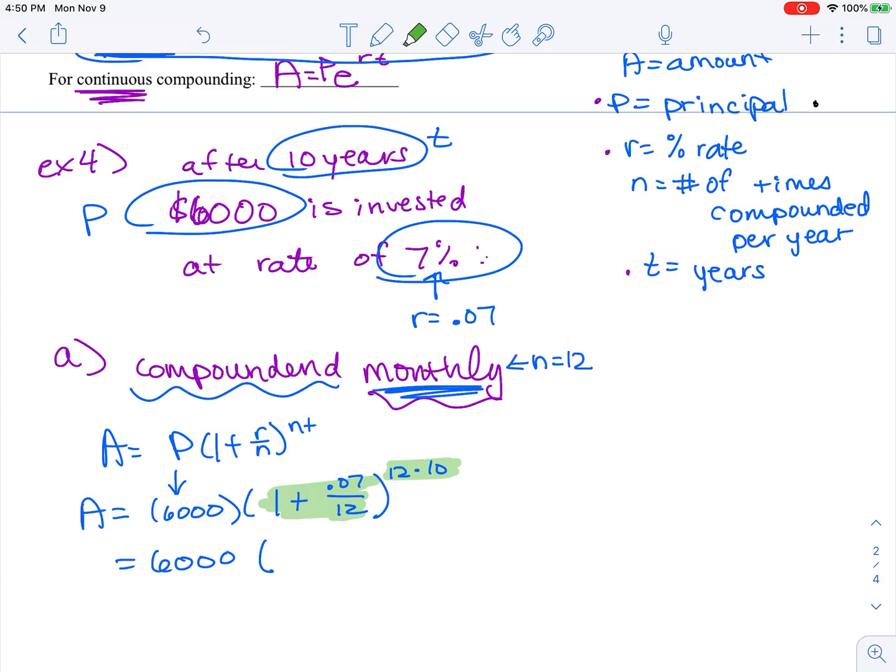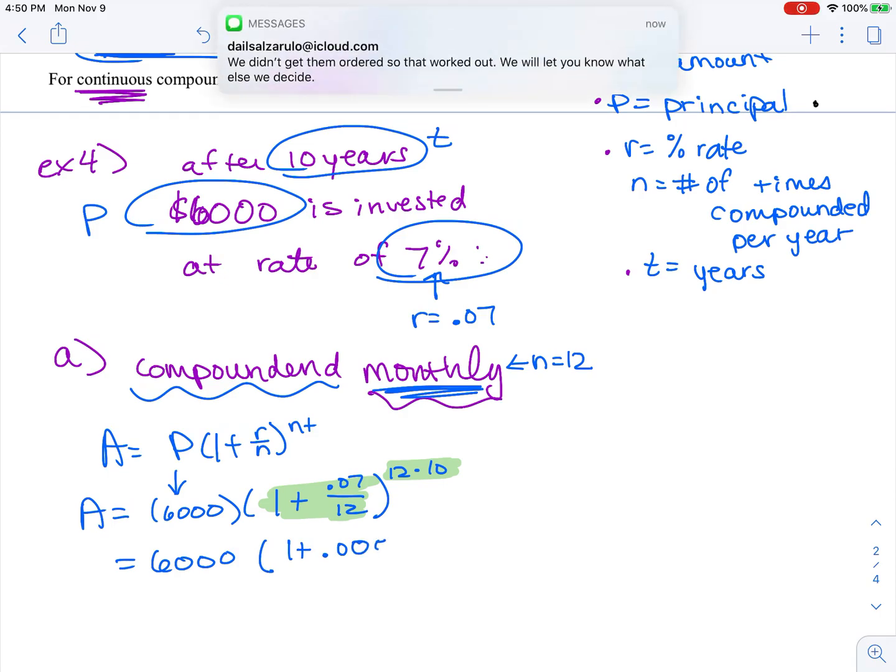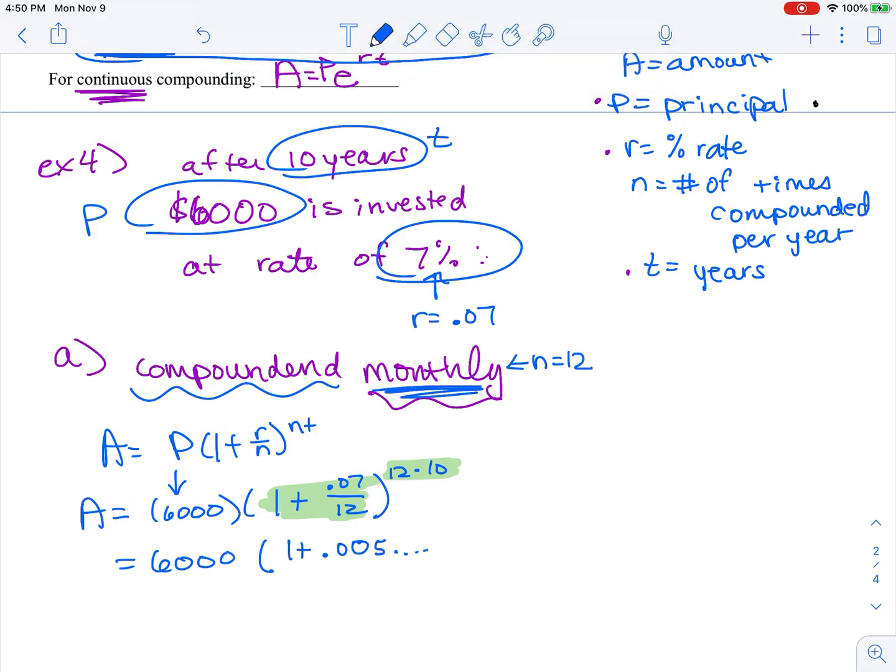And actually you can also simultaneously simplify what's inside the parentheses. So inside our parentheses, we go 1 plus, if you say 0.07 divided by 12, it's this really long decimal. We get 0.05, and so on. And 12 times 10 is 120. When you get a decimal in your calculator, just leave it there. Don't round it, don't truncate it until the very end. Just leave it in your calculator.